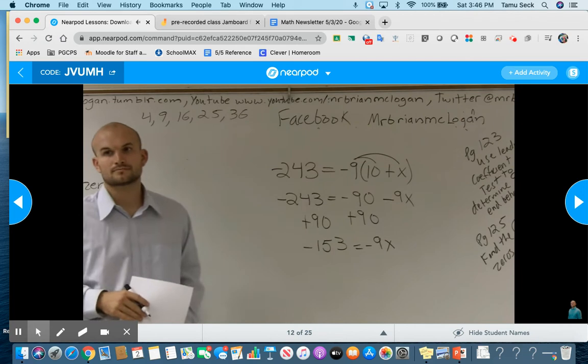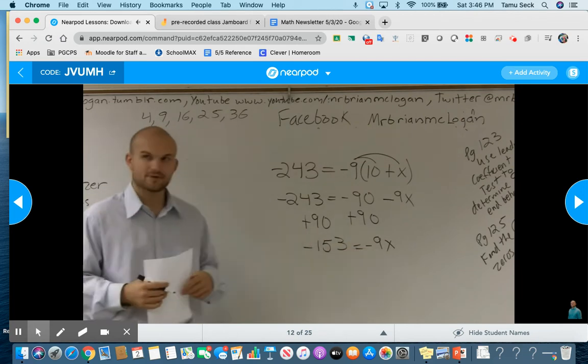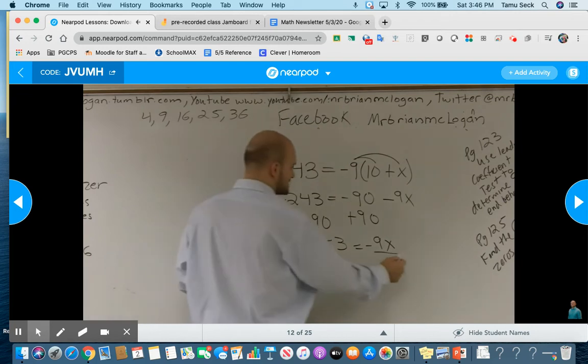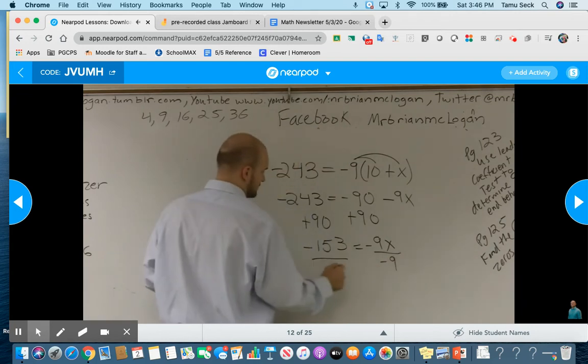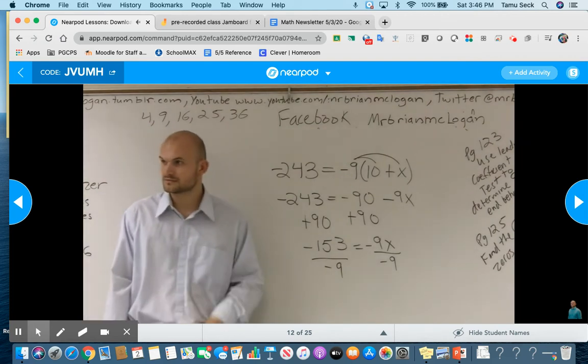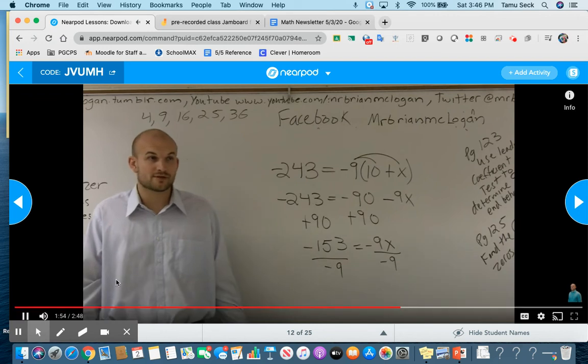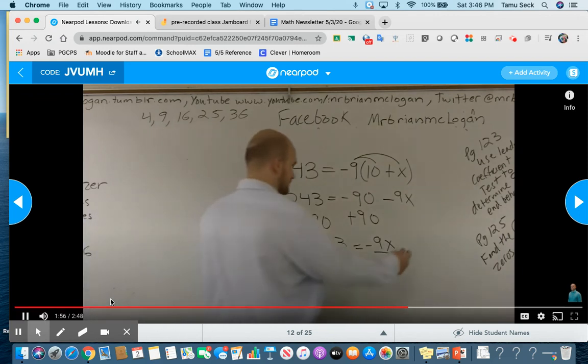Right? Now we need to undo what's happening to our variable, which is multiplied by negative 9, so we need to divide by negative 9. Right. This is a lot of extra stuff, isn't it? Okay, right? So, if we don't have a calculator on us, there's a couple ways we can do this. One way, you can do the old method.